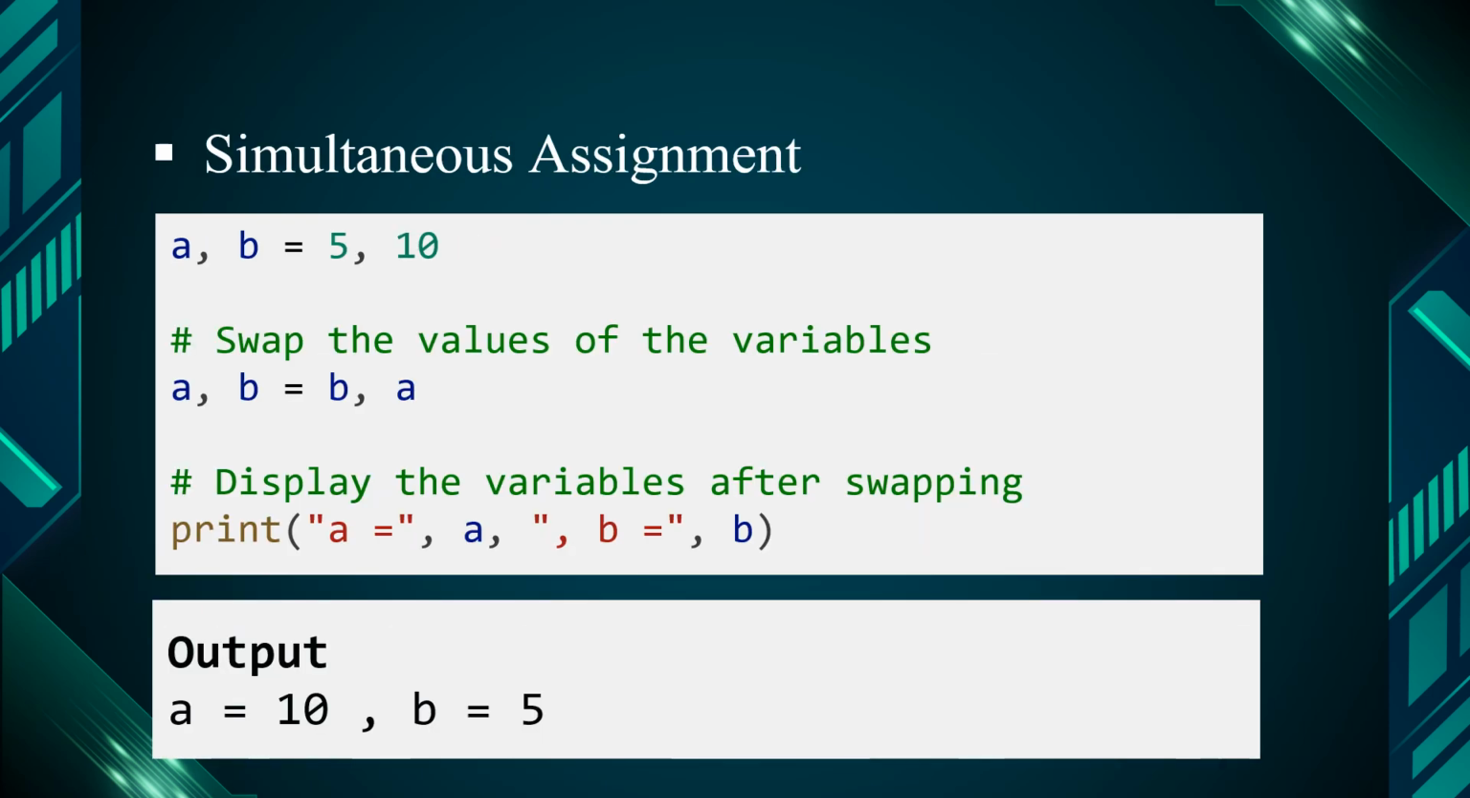Simultaneous assignment is an elegant way to swap two variables without needing a temporary variable. Line 1, we initialize two variables, a and b, with the values 5 and 10, respectively, using simultaneous assignment. Line 2 swaps the values of a and b using simultaneous assignment. The print on the last line will display the result after swapping. As you can see in the output, after swapping, the value of a is 10, and the value of b is 5. This simple and elegant approach to swapping is one of the many strengths of Python's simultaneous assignment feature.